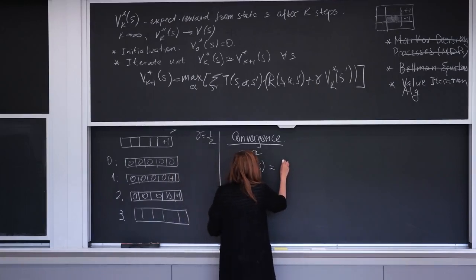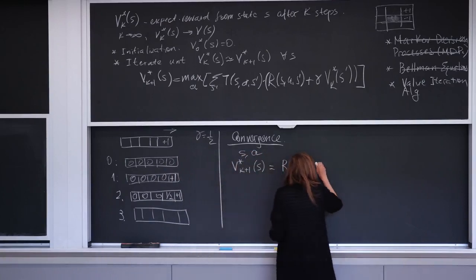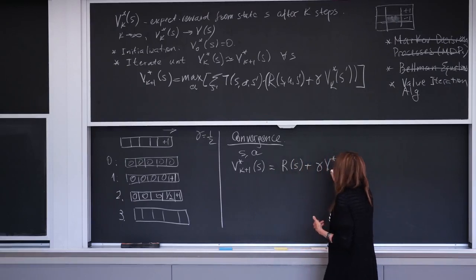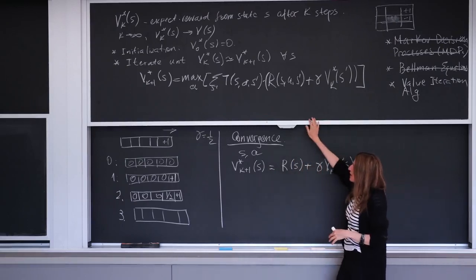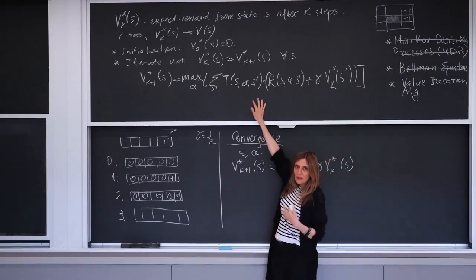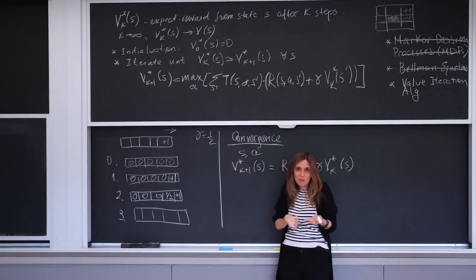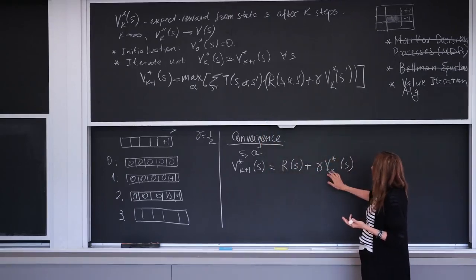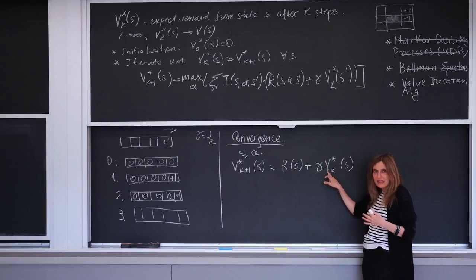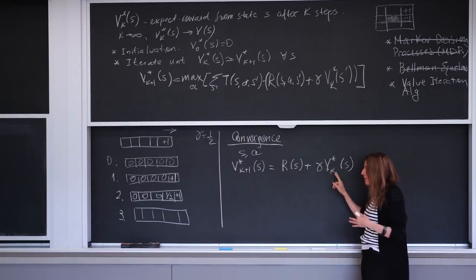It's going to be R(S) plus gamma V star k(S). Okay, so let's just see that we understand. Again, we don't need to average over different possible destinations because we're going to end up always in the same state, because we just have one state, plus gamma times the value of the state after k steps.